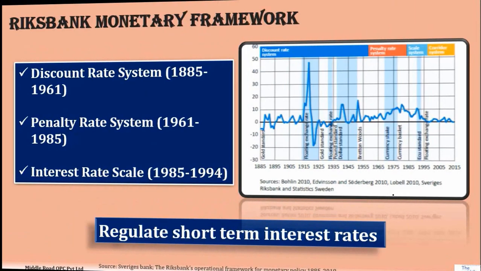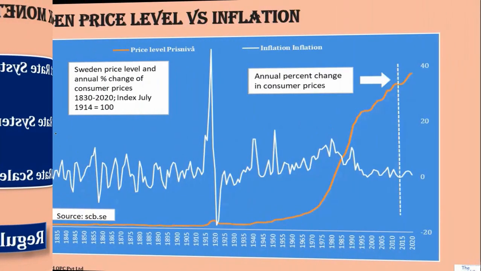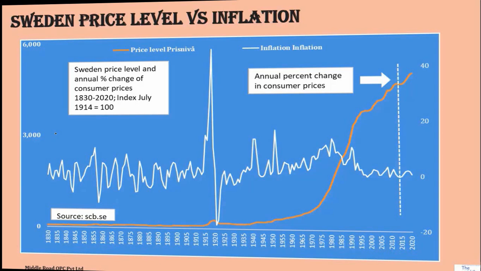For a period of time, if you look at their history, they followed from 1885 to 1961 a discount rate system as their main policy rate. Then they followed a penalty rate system, and then they had an interest rate scale. So it's a very interesting history. I just wanted to show you how things have gone over a period of time and how different policy parameters have come in. Now this gives you an excellent overview of how the price is done and inflation.